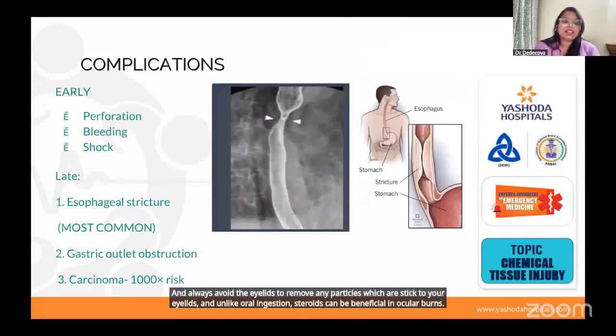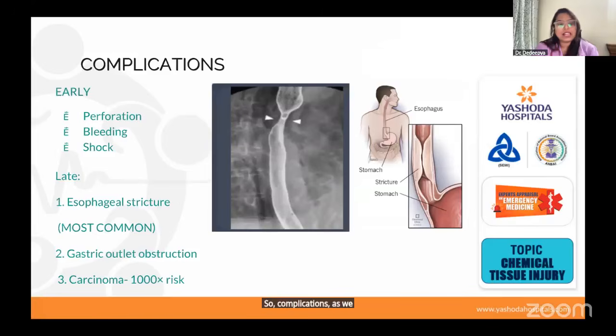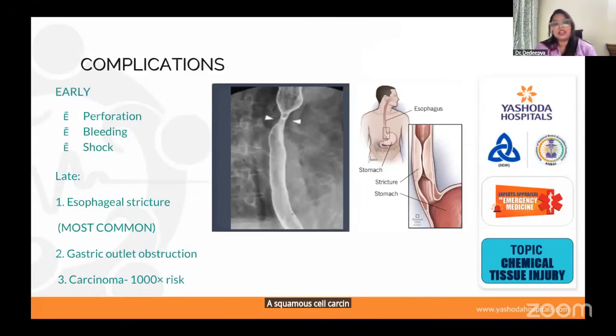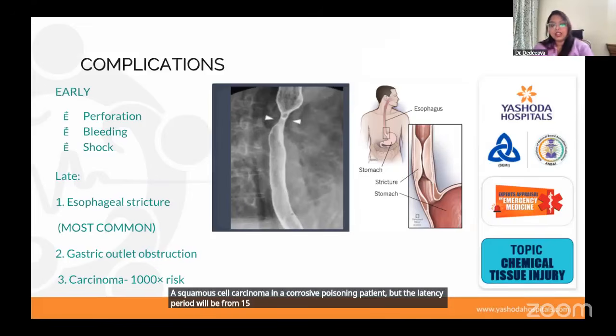Complications, as we discussed already, early would be perforation, bleeding, and shock. Late would be most commonly esophageal stricture, recurrent strictures, and gastric outlet obstruction. And there is a risk of squamous cell carcinoma in a corrosive poisoning patient, but the latency period is 15 to 30 years after the injury. These patients have at least a 1,000 to 3,000% risk of developing squamous cell carcinoma.